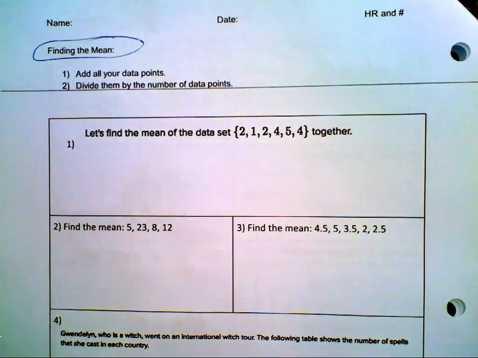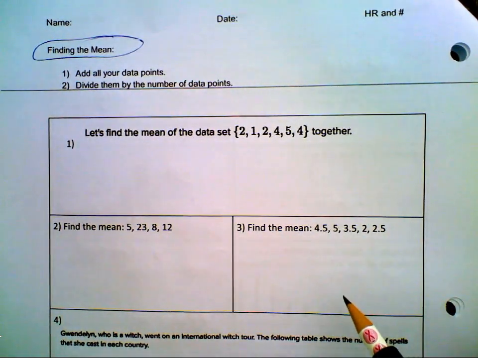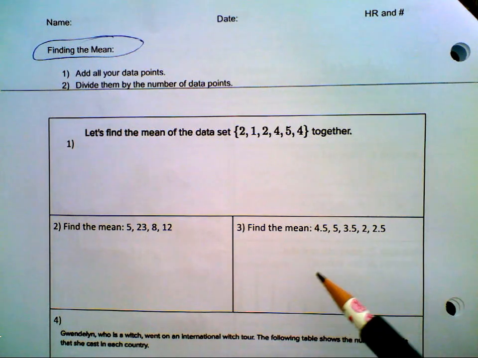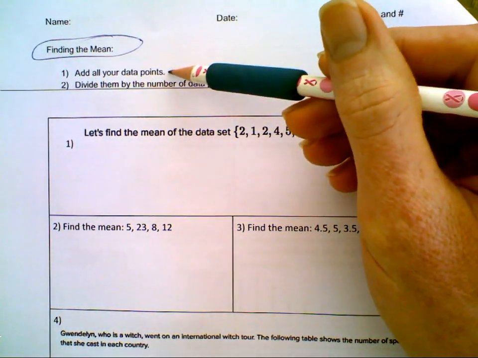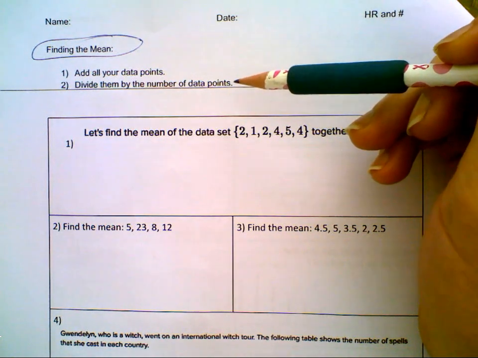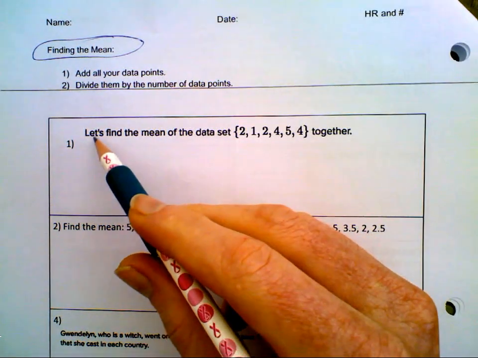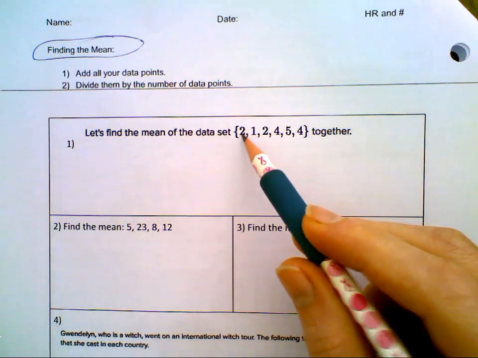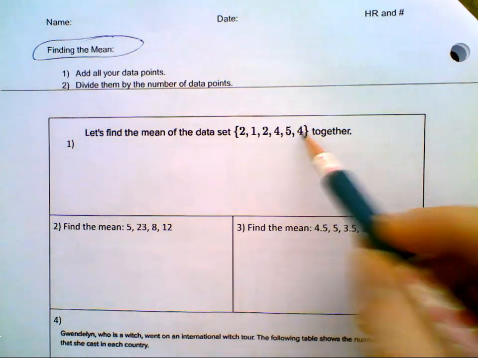For our next segment, we are going to be practicing finding the mean. Our steps are indicated here. Add all your data points, divide them by the number of data points. So here we have, let's find the mean of the data set 2, 1, 2, 4, 5, 4 together.